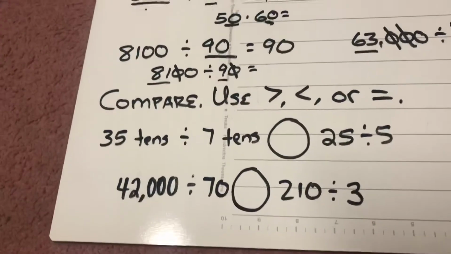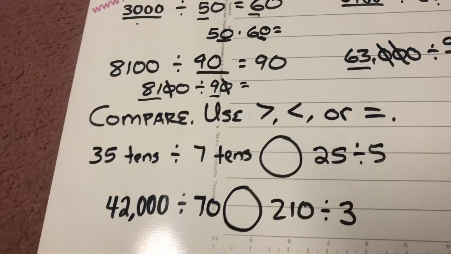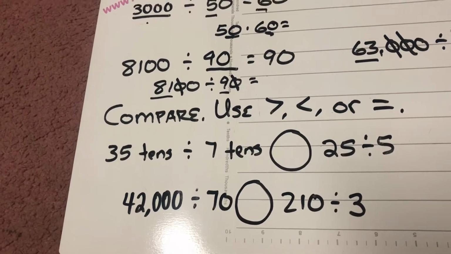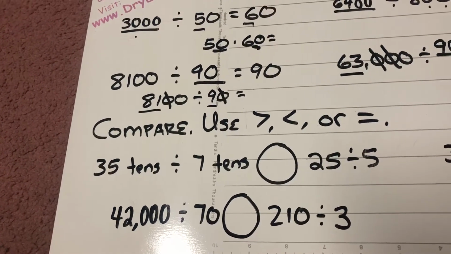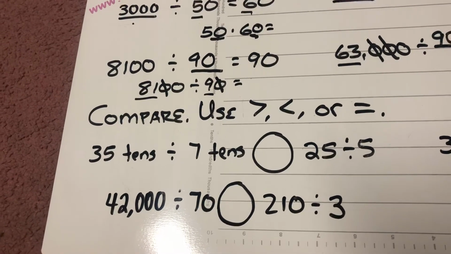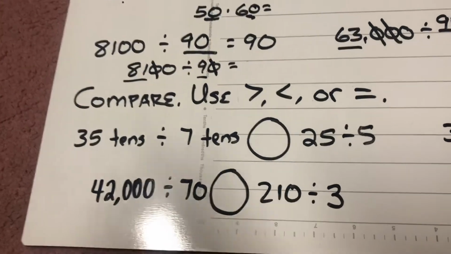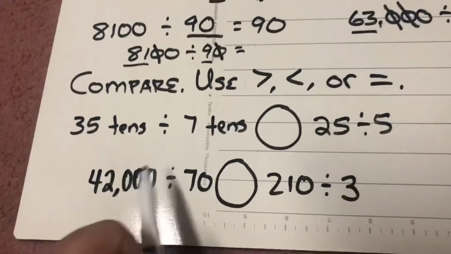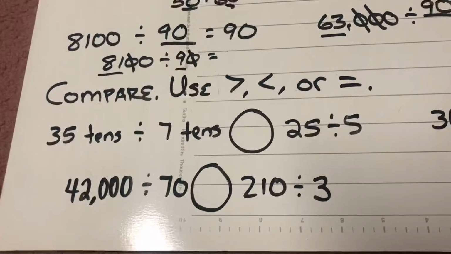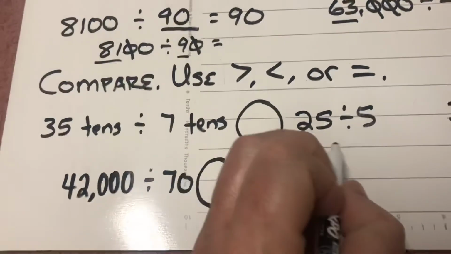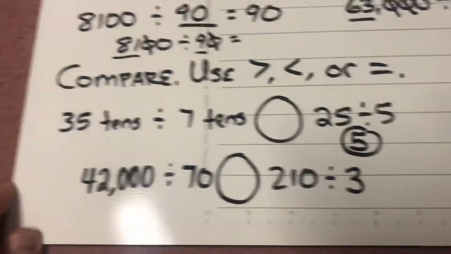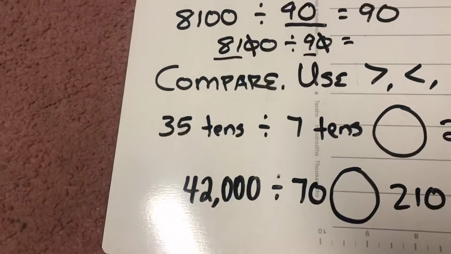Last part, compare using greater than, less than, or equal to. So it's the same sort of thing, but now we're incorporating comparisons of greater than, less than, or equal to. When I look at this first one, 35 tens divided by 7 tens equals 25 divided by 5. Well, I know that 25 divided by 5 is 5, so I can kind of do that real quick.